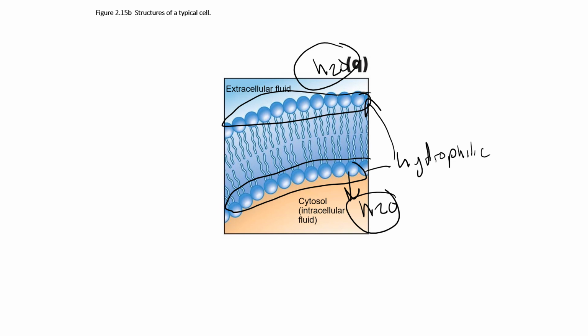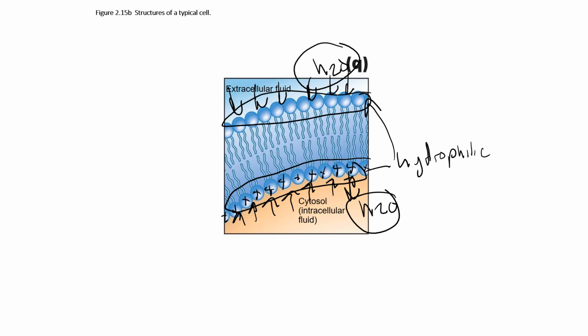So the reason that we want the internal periphery and the external periphery of the plasma membrane to be made up of polar or ionic phosphate heads is so that these polar or ionic phosphate heads can bind and coexist with the water, polar water, that makes up the intracellular fluid as well as the extracellular fluid. So the internal and external periphery of the plasma membrane is hydrophilic thanks to the polar or ionic phosphate heads.